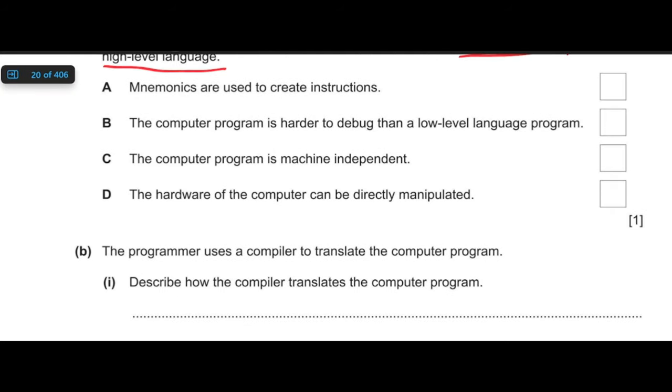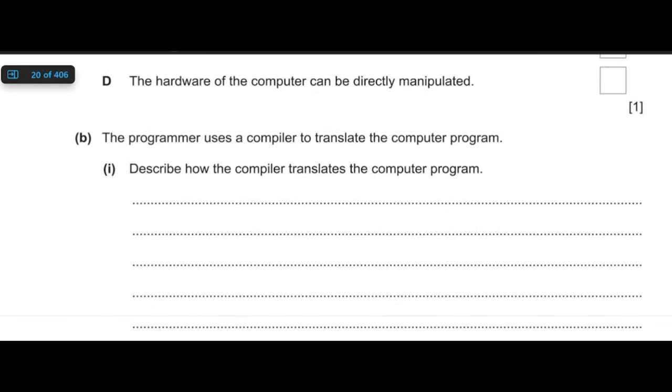Option C. The computer program is machine independent. Yes, this option is correct. For example, you can write a program on one computer, and then you can take that program to another computer, and it will run. This option looks correct. Let me read option D. The hardware of the computer can be directly manipulated. No, we cannot manipulate the hardware of the computer using the high level language. The correct option is C.